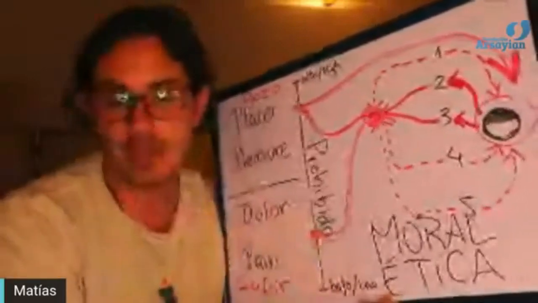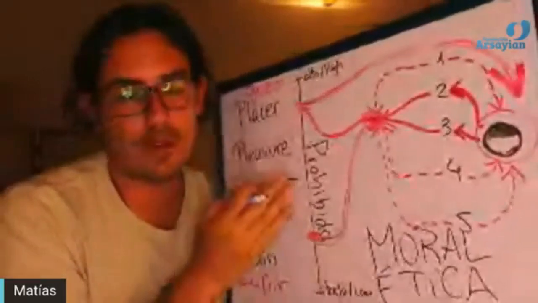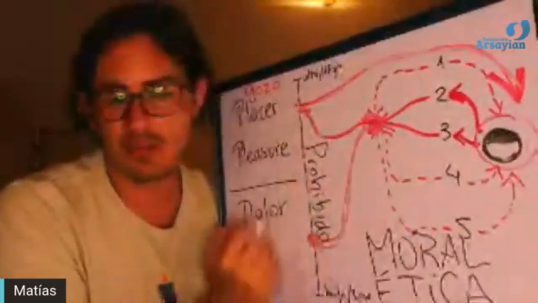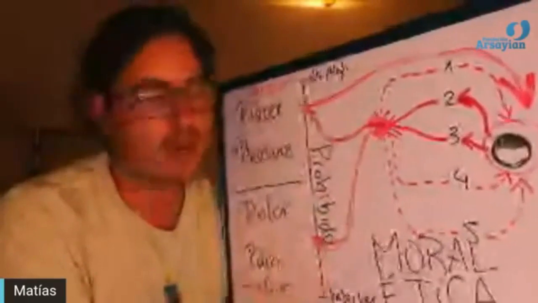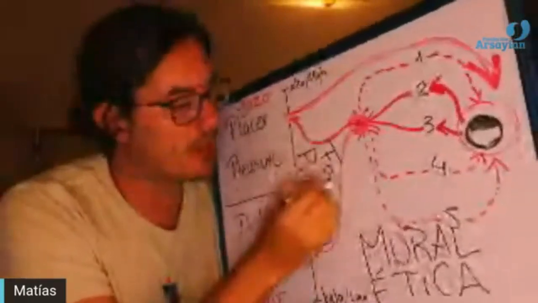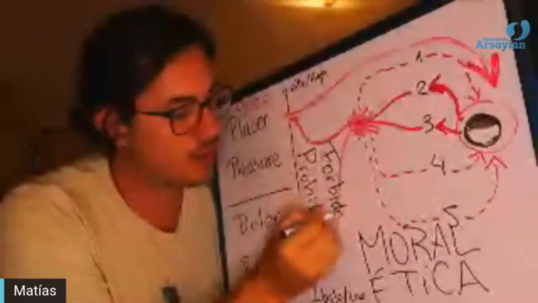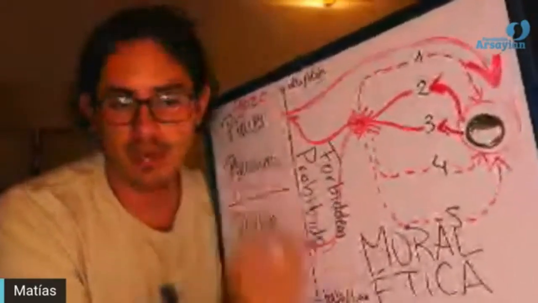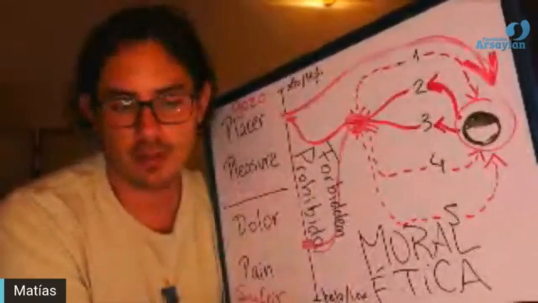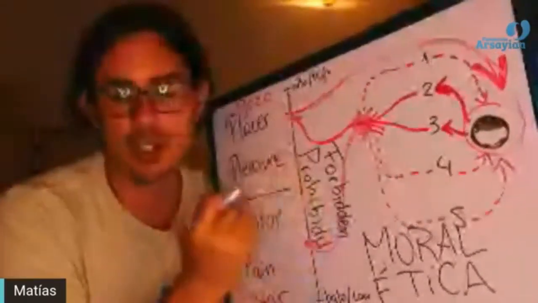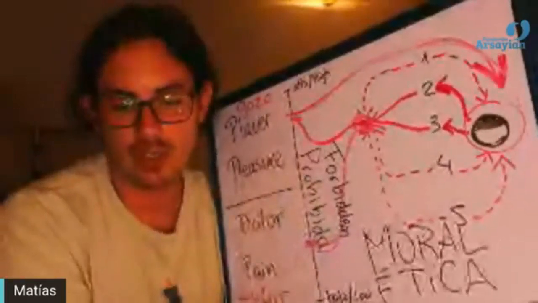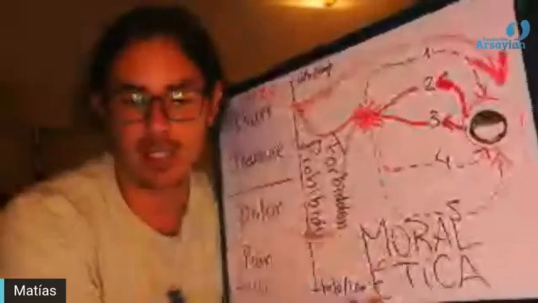So what happened here? What before was just an interpretation of the brain of what is pleasure and what is pain now becomes something forbidden. And by becoming something forbidden, it goes straight to the unconscious. It gets into the unconscious because of morality and ethics.